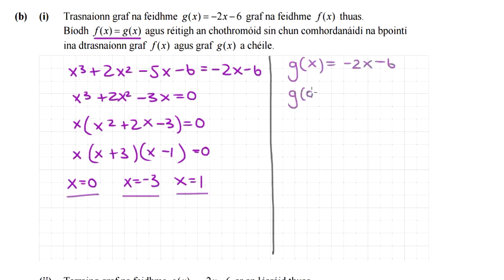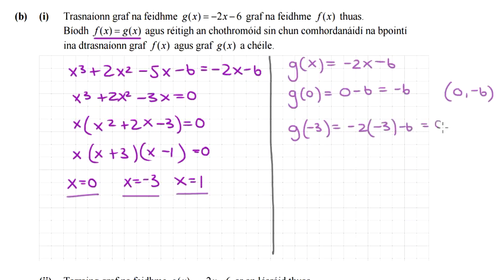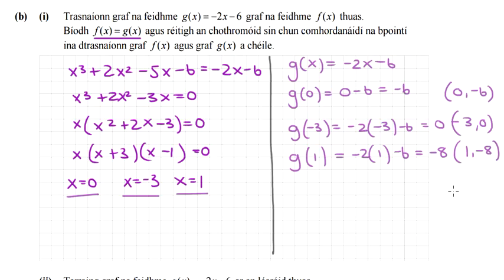So g of 0, we get 0 minus 6, which is just equal to minus 6, so that point is going to be (0, -6). And g of minus 3, we're going to get plus 6 minus 6, which gives us 0, so that point is going to be (-3, 0). And finally, g of 1. So minus 2 by 1 minus 6, that's going to give me minus 8, so that last point is going to be (1, -8). So we have the three points where the two functions intersect.